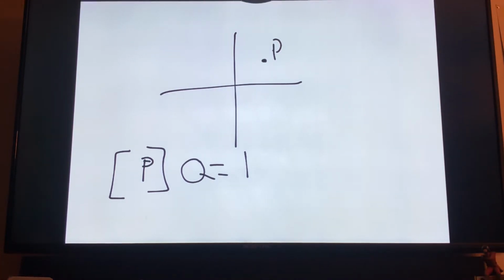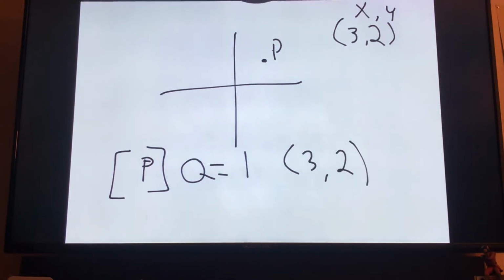Alright, so P, let's count how many places we have to go over on the X. Because remember, we're making an ordered pair here. It's X and Y. So that means we're doing X first, then Y. How many places do we go over for P? 1, 2, 3. Go to the right 3, and we come up how many? 2. So it's 3, 2. So quadrant 1, and then it's 3, 2.